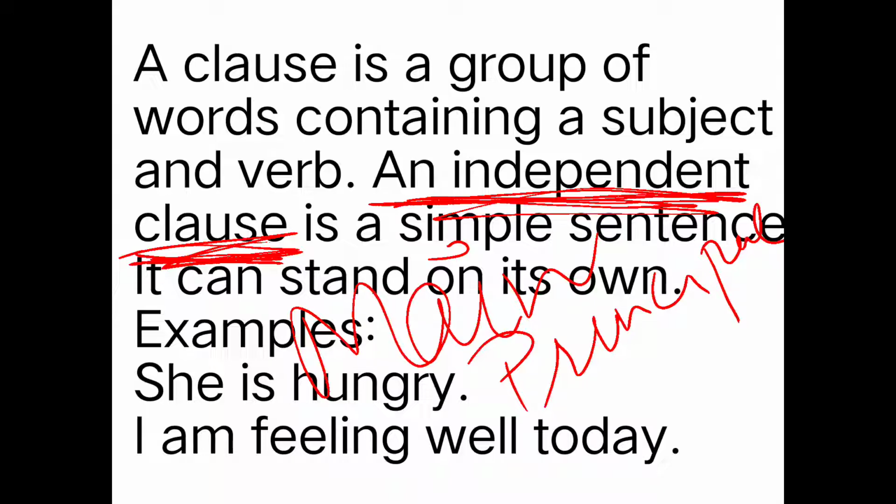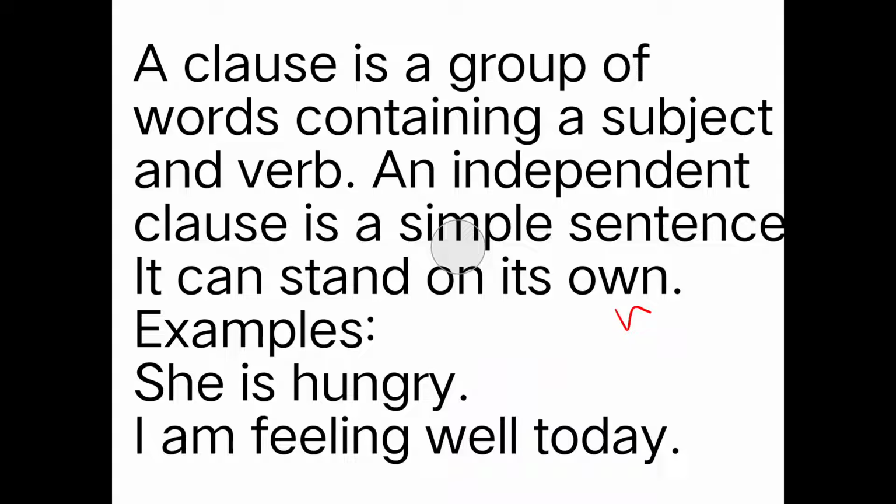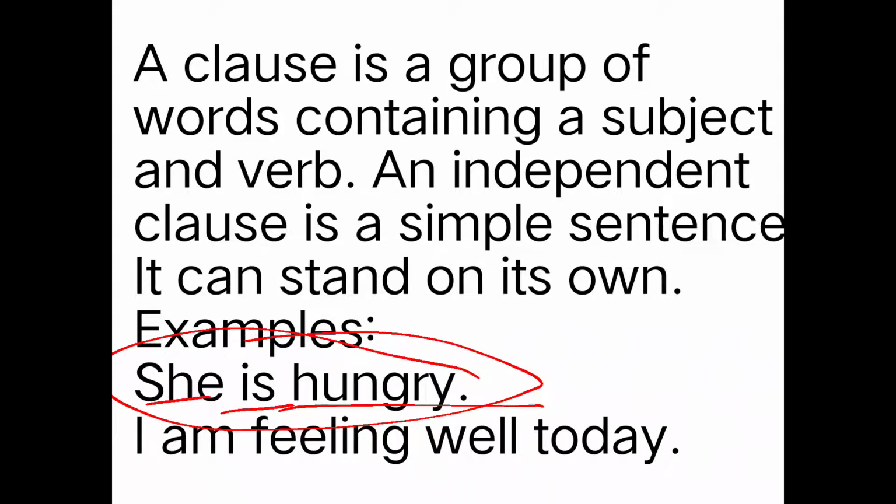Now with the help of some examples, we will understand what independent clauses are. Here you can see an example: she is hungry. This has a subject, a verb, and it gives its complete thought, its complete meaning. So this is an independent clause. To get the meaning of this sentence, we do not need any other words, phrase or clause. She is hungry, that's it. This gives a complete meaning.